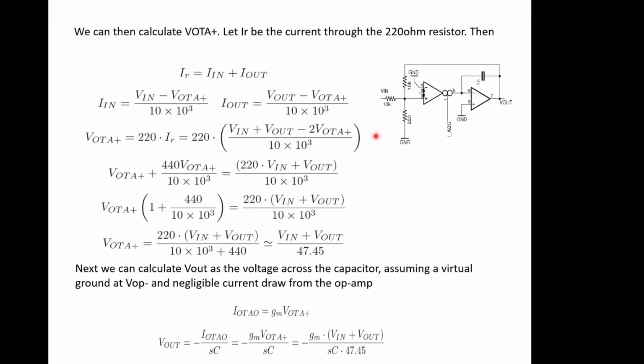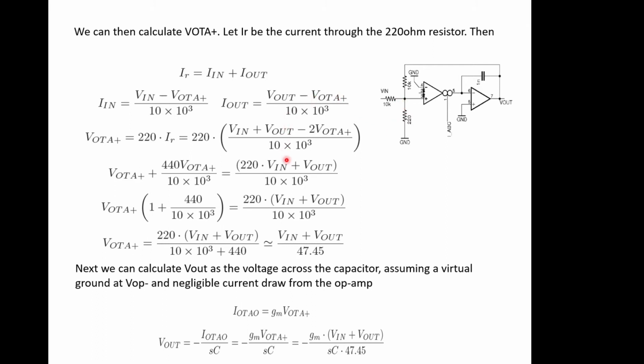So we're just saying I in, I out is equal to these things. So we've got V in divided by V in minus the voltage at this point divided by that resistor. That tells you what the current is there. The current here is going to be the difference in voltage across here. So we've got the current coming through here, V out minus V OTA divided by 10k again. And then we've got 220 times IR going here as well.